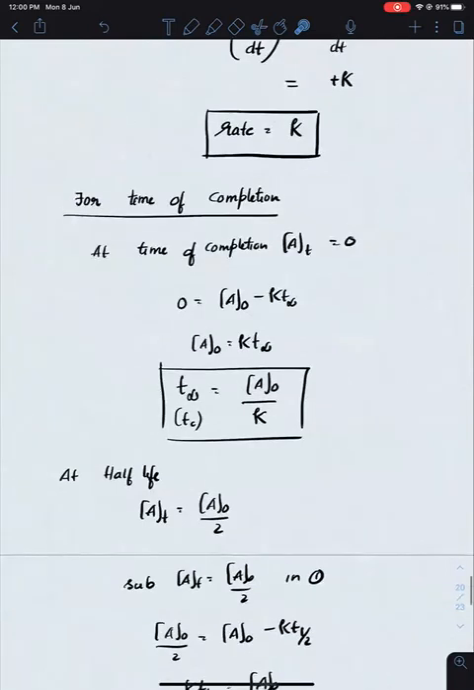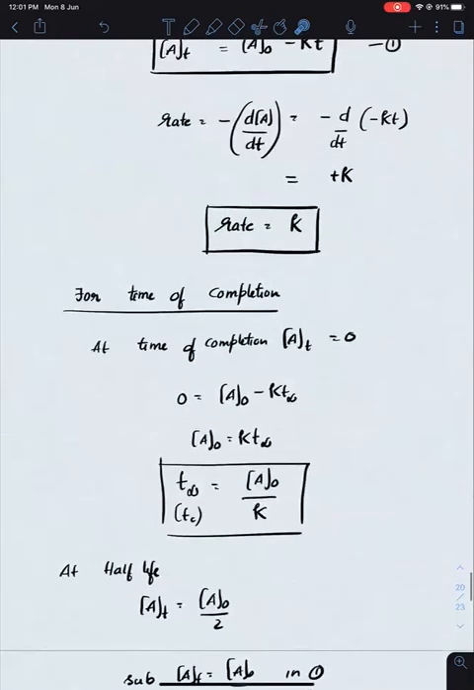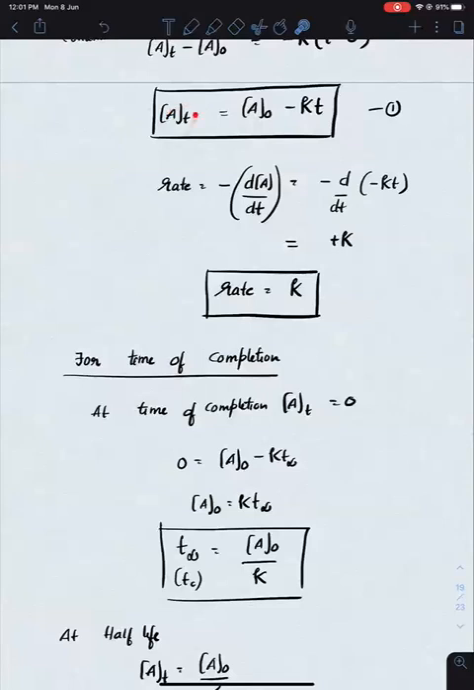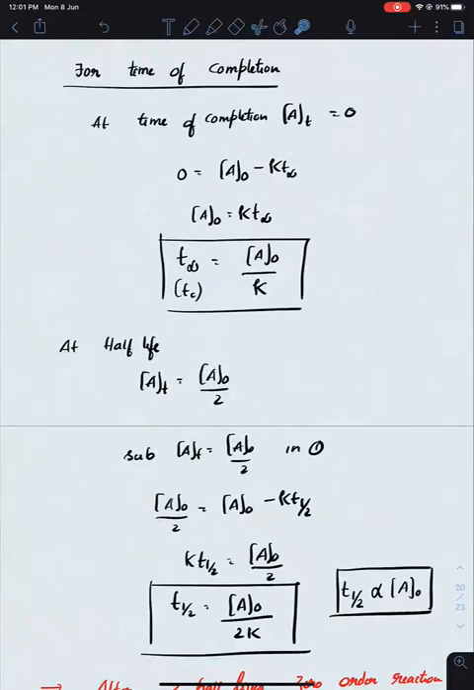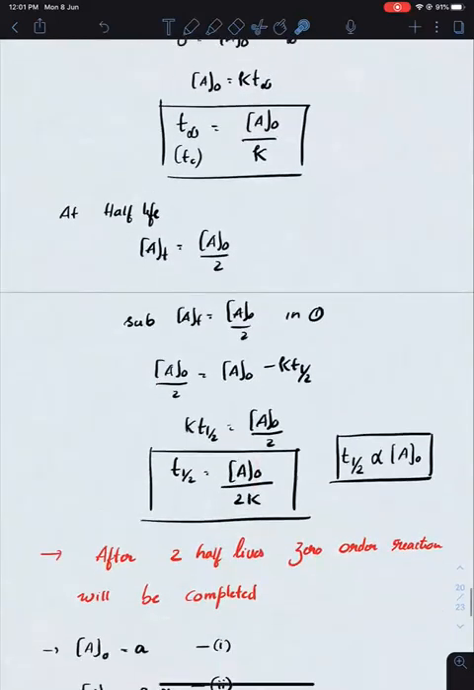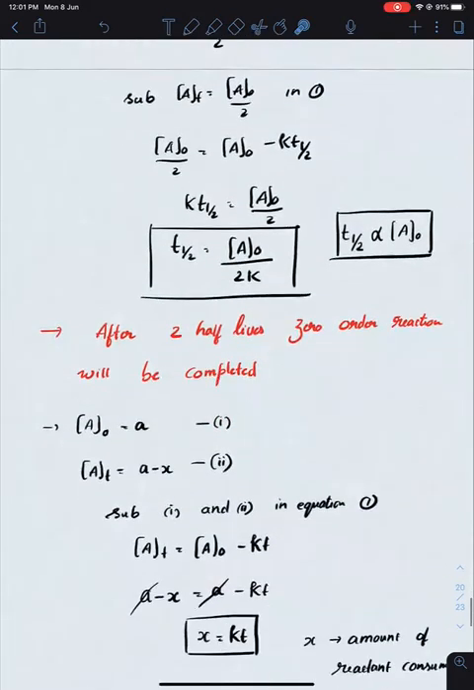Okay. Then we have seen half-life. Half-life के लिए At must be equal to A naught upon 2. If you substitute At = A naught upon 2, you will get t half as A naught upon 2K. Time of completion is A naught upon K and half-life is A naught upon 2K. So after two half-lives, 2 times this will be equal to time of completion. So any zero order reaction will be completed in 2 half-lives. Okay, important. After 2 half-lives, zero order reaction will be completed.